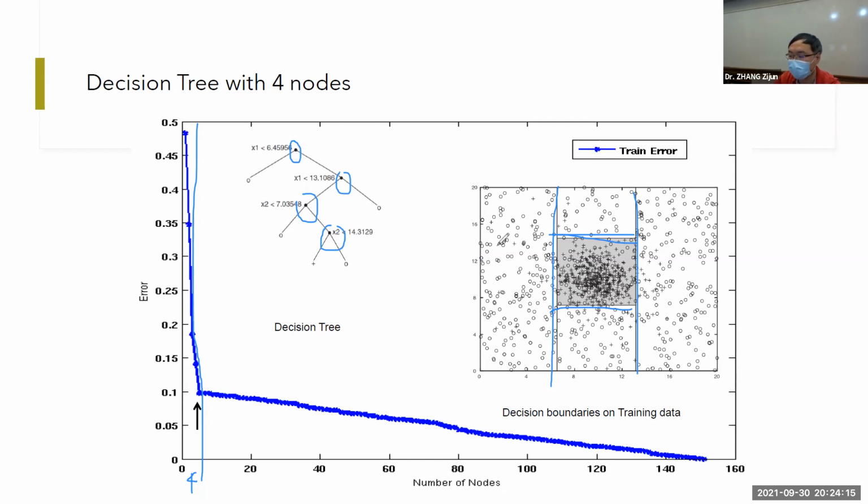And definitely you can see you have quite a number of misclassifications, so your error is roughly equal to 0.1.